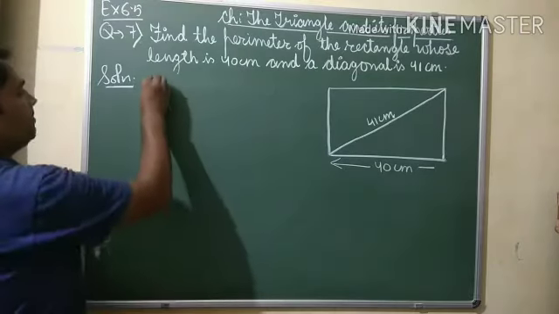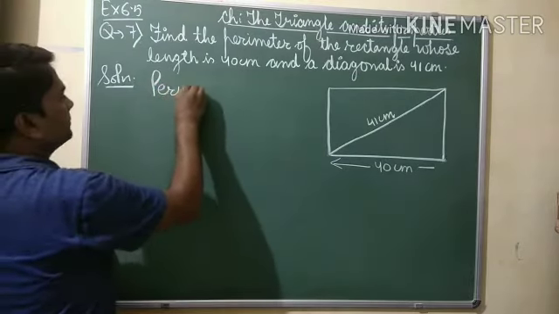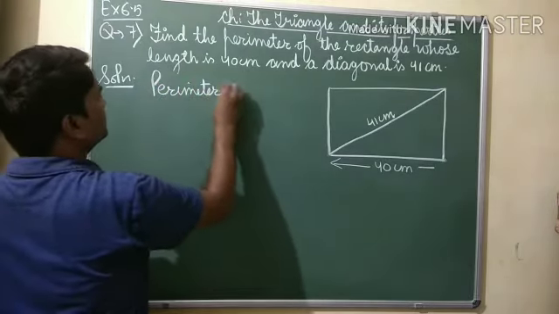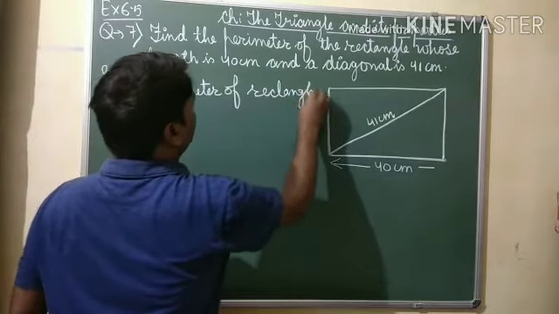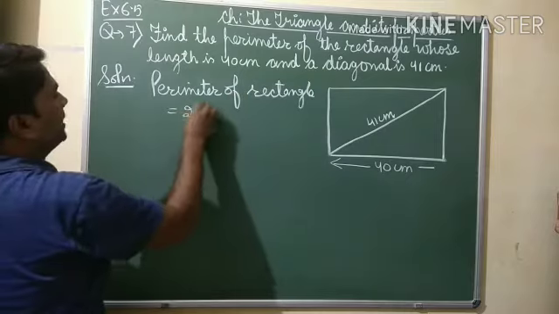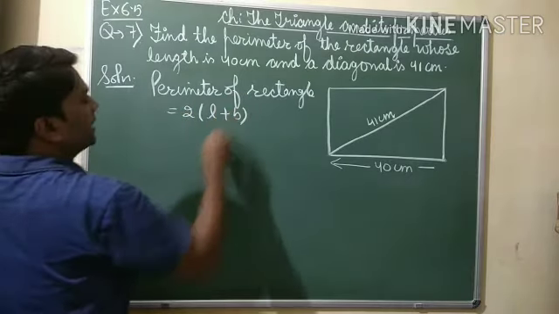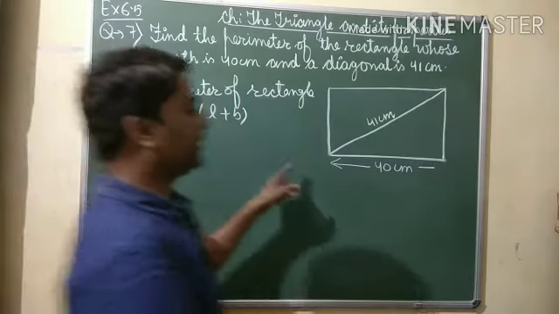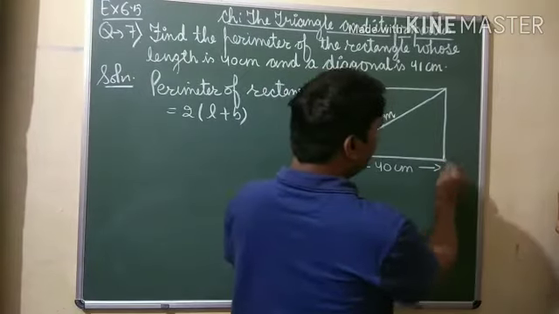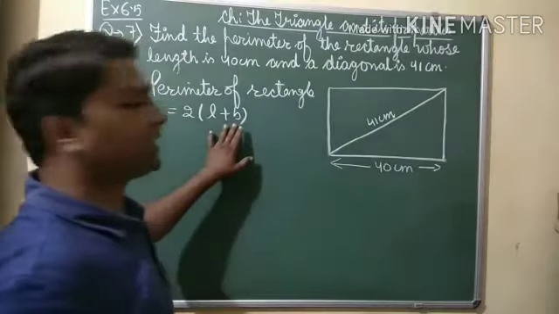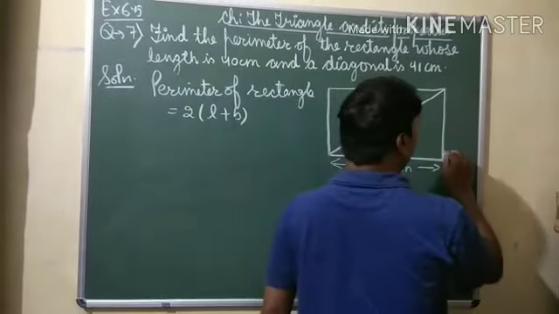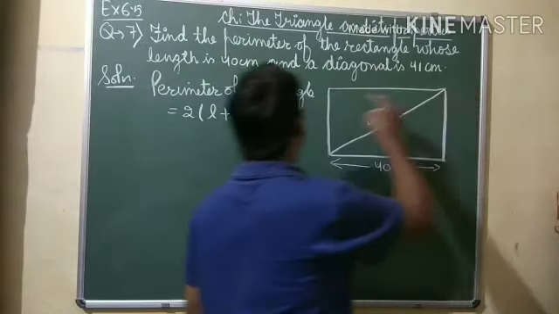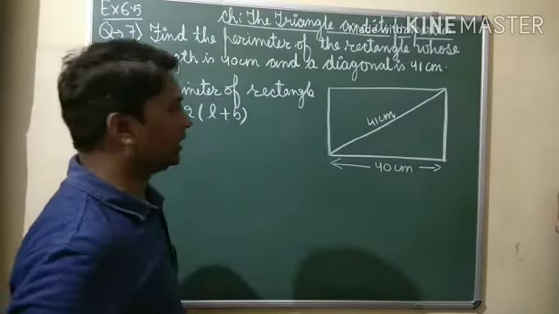Since we know that perimeter of the rectangle is equal to 2 multiply length plus breadth. Here length of the rectangle is 40 centimeter but breadth of the rectangle is not known. So first of all we have to find the breadth of the rectangle to calculate the perimeter of the rectangle.